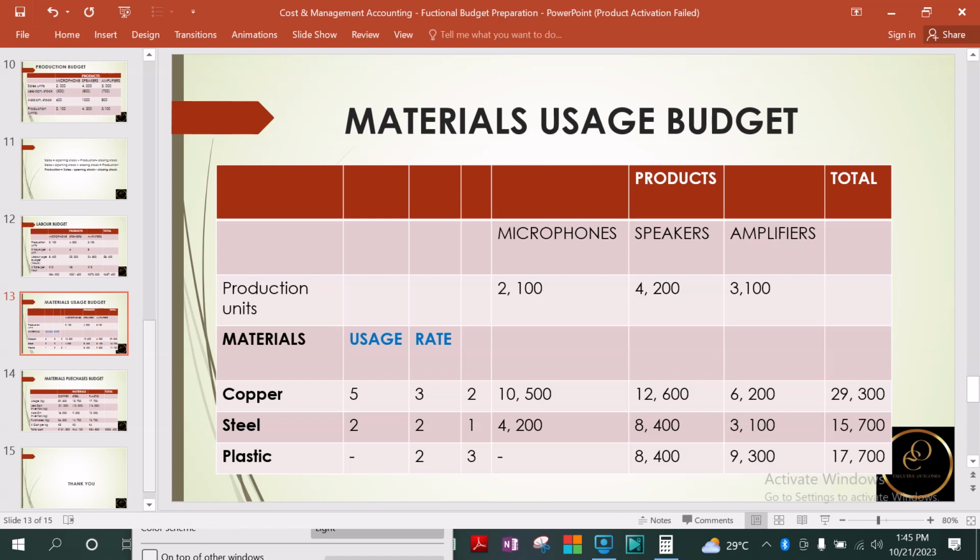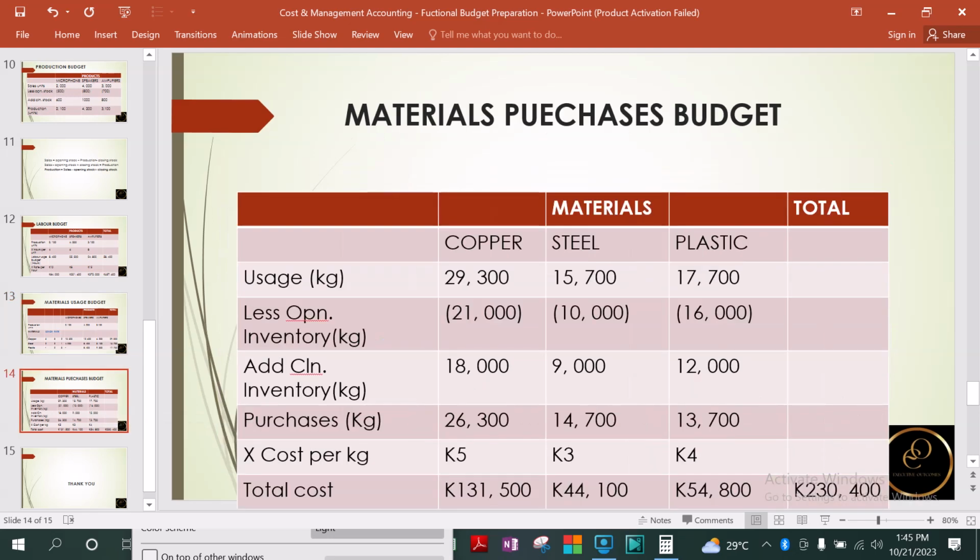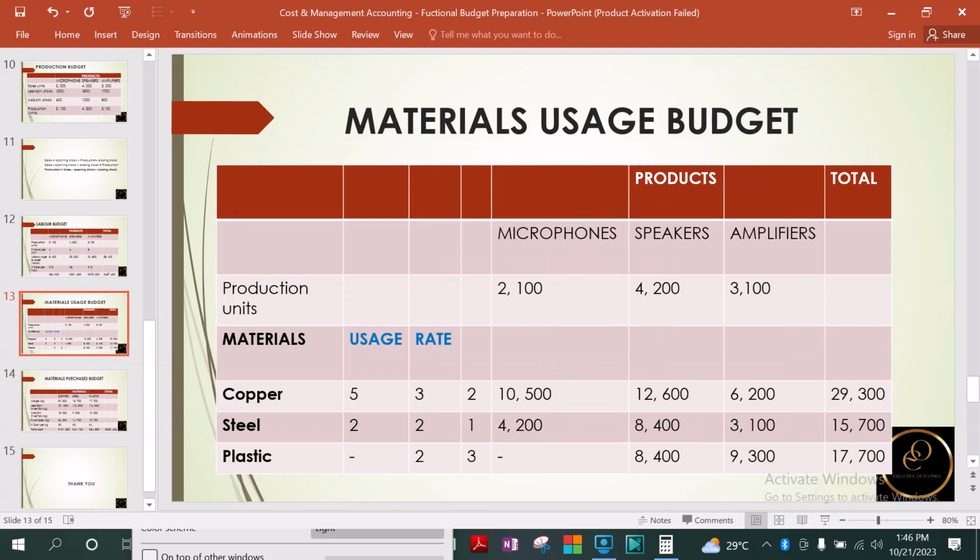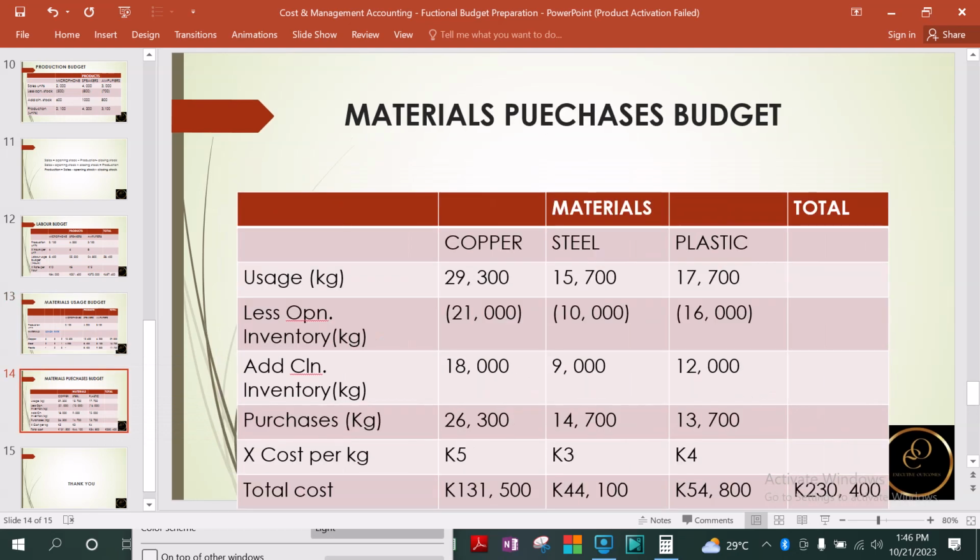Okay? So we would have done the material usage budget. Then we look at the materials purchases budget. After material usage budget, material purchases budget. So purchases budget.